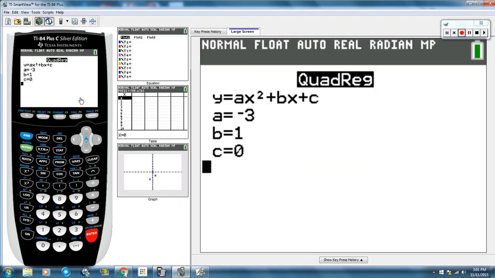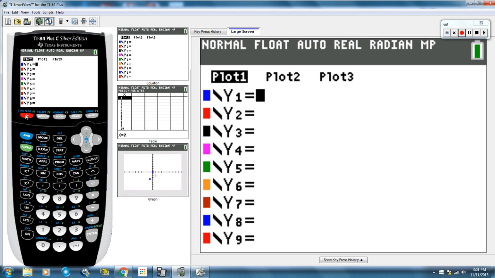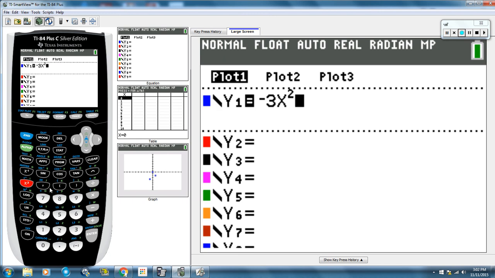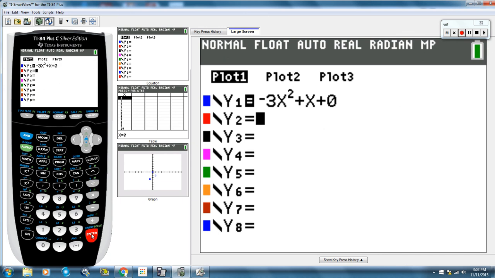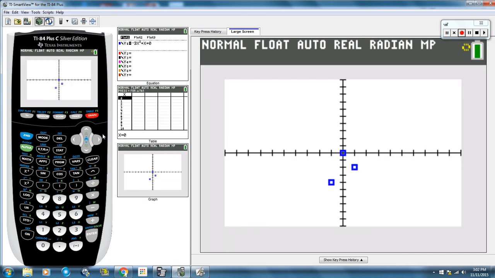And we are going to go to y equals, and we're going to plot that. So we had -3x squared, and then we're going to do +1x, just plus 1x or just plus x. I normally just do x. And then we're going to do plus 0, but you don't have to do plus 0, but if you wanted to, that's fine. Okay, and then let's tell it to graph.